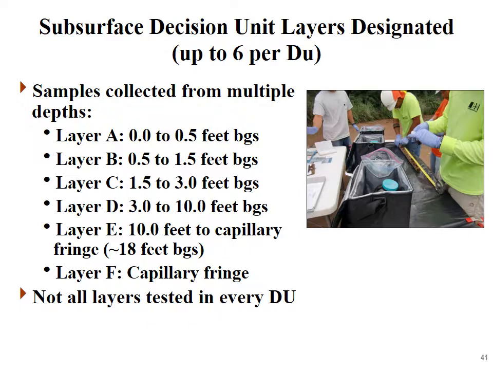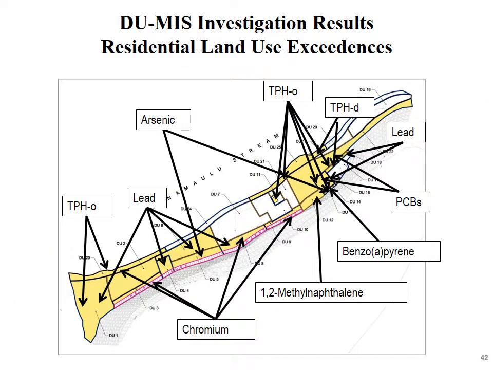They designated the capillary fringe for groundwater as a separate DU because we were concerned about petroleum contamination on groundwater potentially migrating off-site. And we wanted to check for petroleum in the soil. And also install monitoring wells if we'd found any petroleum at the capillary fringe, which they didn't. So not all layers were tested for every DU, but you get an idea of that really detailed investigation. Here's what they found here.